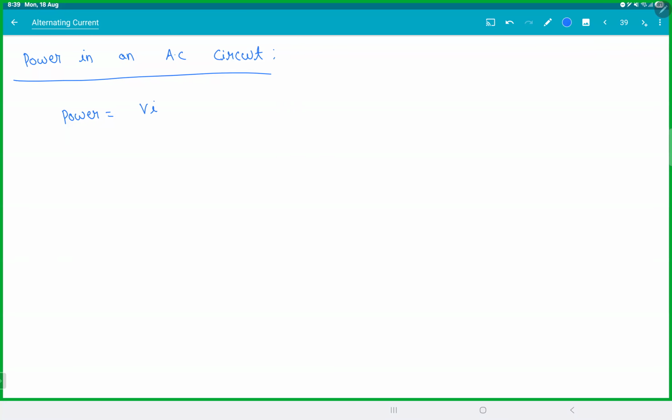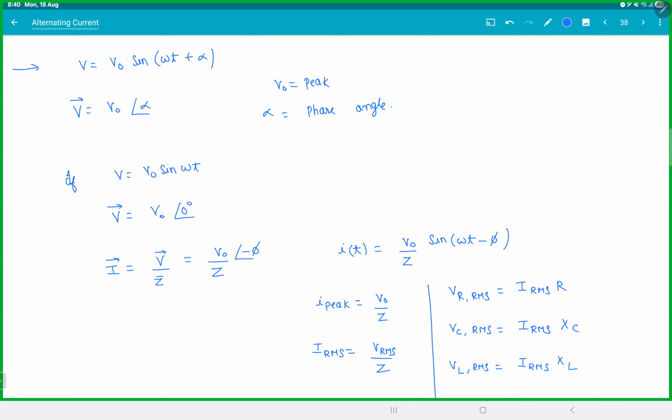For a capacitance, it is voltage across the capacitance into current in the capacitance. For a battery, it is voltage across the battery into current in the battery, and so on. So same way here, it is V naught sine omega t, that is a voltage. And current will be I naught sine omega t minus phi, which we derived just now.